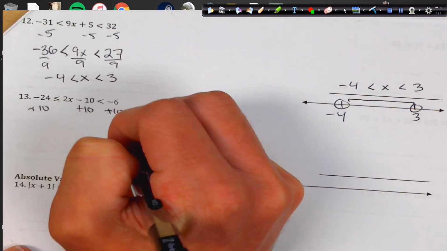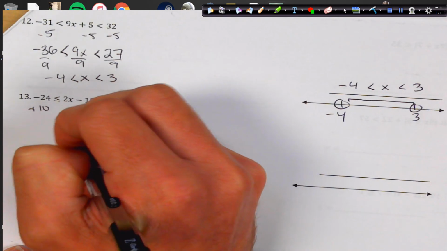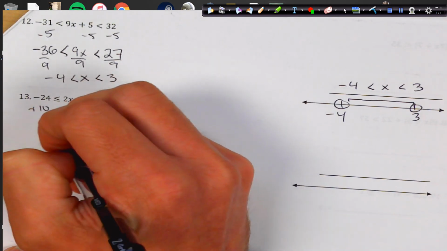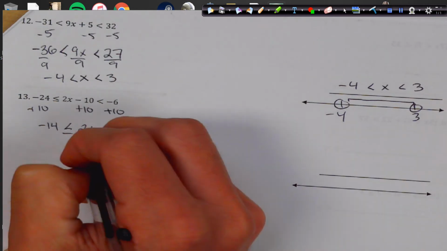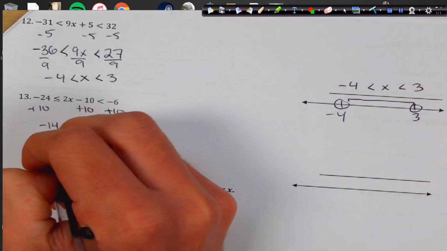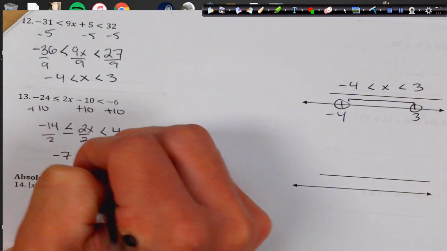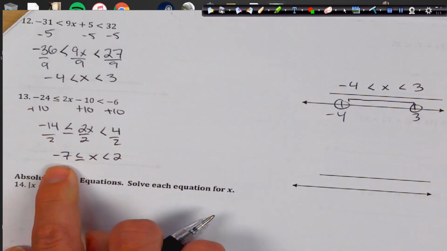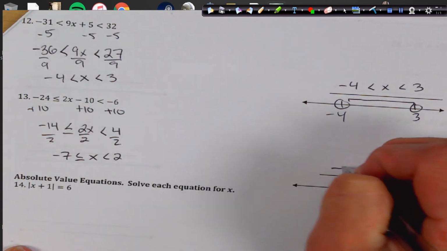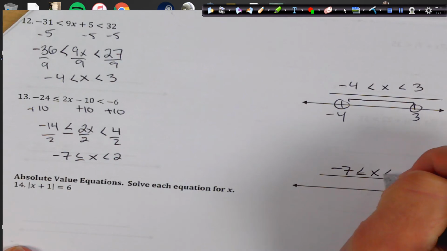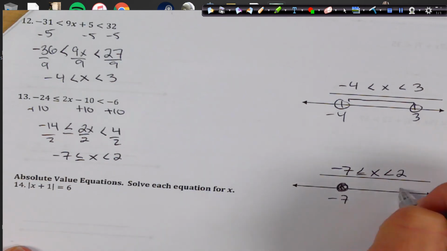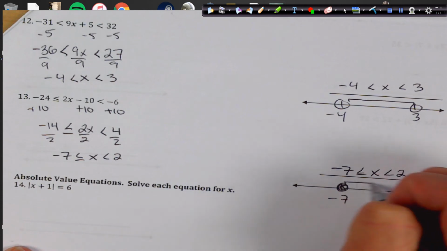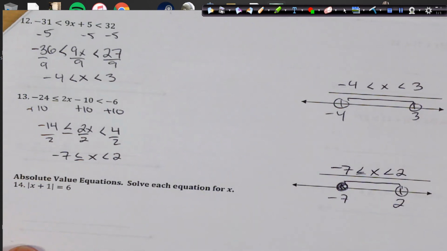Okay, add 10 to both sides. That's going to become 4. That's going to become negative 14. Divide by 2 both sides. Negative 7 and 2. Notice, smaller number, bigger number. Always got to be in that order. Fill in, open, and it's an AND problem.